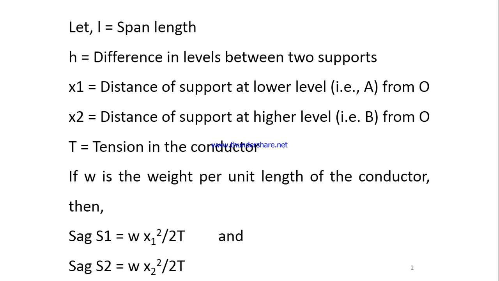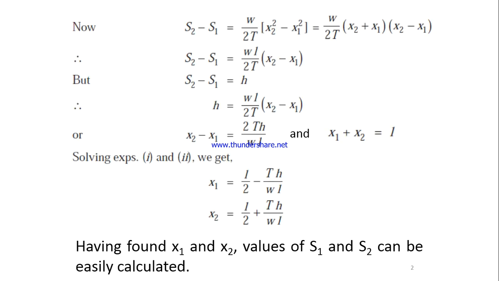Let L be the span length, h the difference in levels between the two supports, x1 and x2 the distances, and T the tension of the conductor. Already we have calculated, so S1 is equal to Wx1 square by 2T. S2 is equal to Wx2 square divided by 2T. We are in need of the height, so S2 minus S1. On substitution, we get the value for h, with x1 and x2.